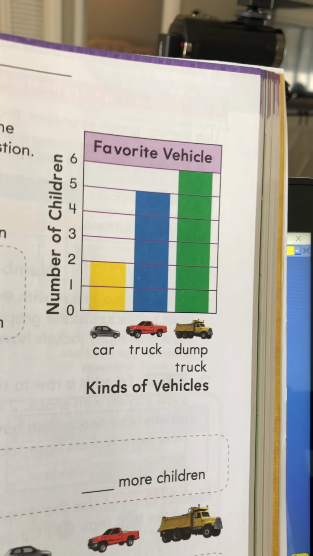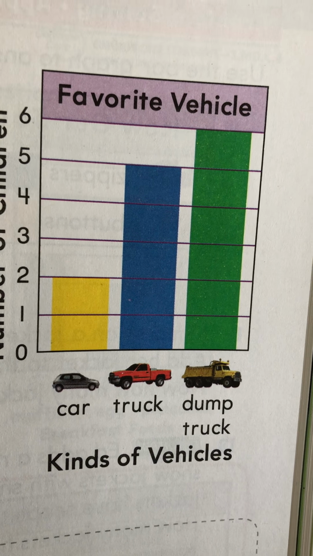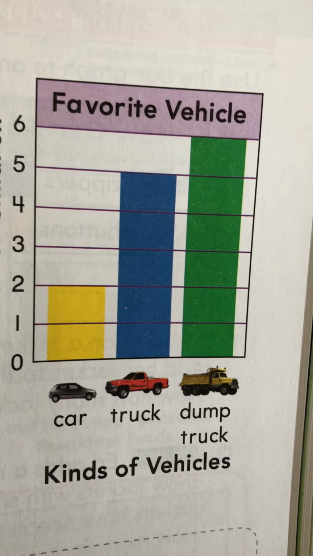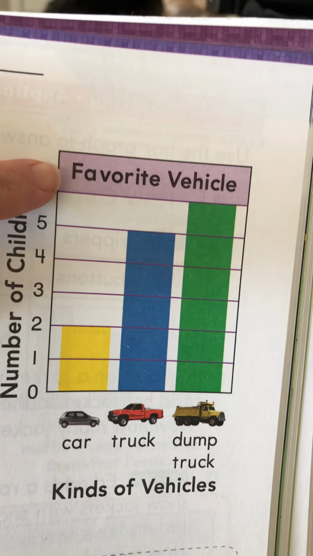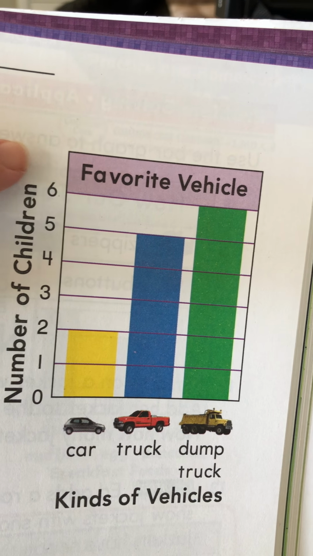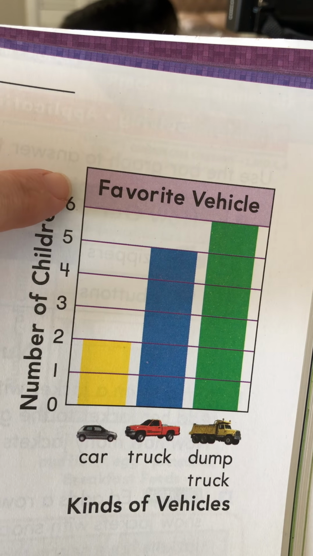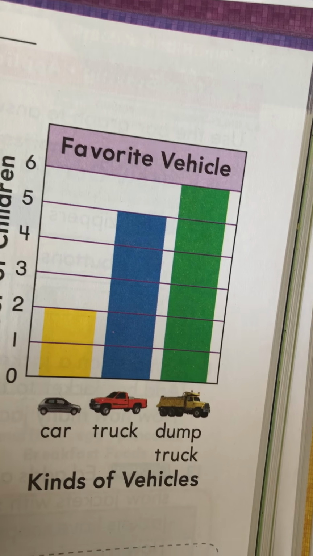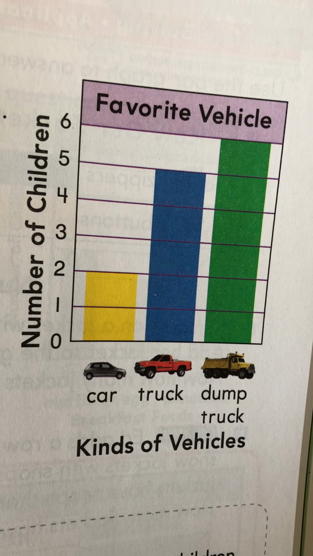All right, next page. We have a graph. It says favorite vehicle. Okay, we have car, truck, and dump truck. That's our title of the graph, favorite vehicle. And on the side it says number of children. That tells us what those numbers mean. And then our kinds of vehicles are down there at the bottom, car, truck, and dump truck.